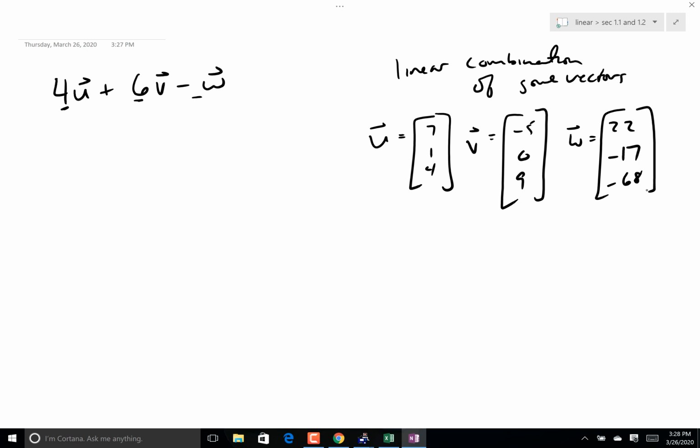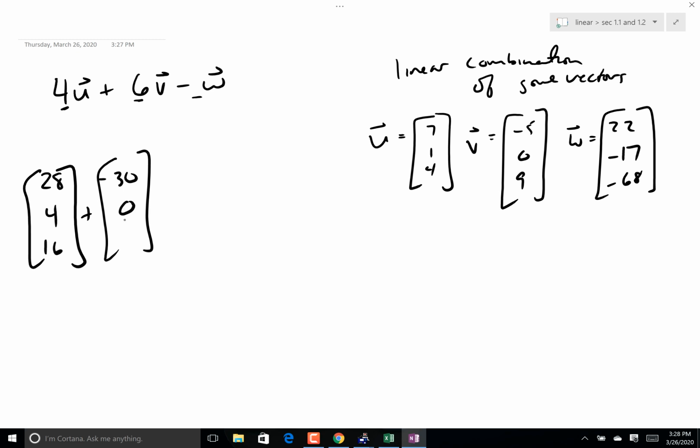Nice. Then what you'd end up with is 4u would be 28, 4, 16. 6v would be -30, a goose egg, and 54. Minus w.